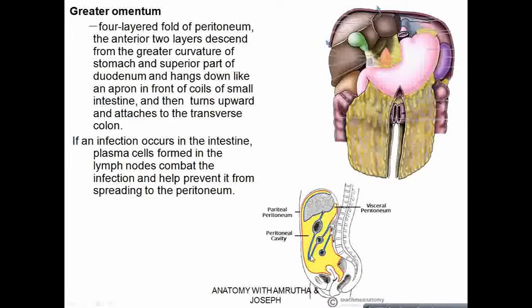Now let's see what happens to the 4th layer. So here the first layer becomes the 4th layer, and the second layer becomes the 3rd layer. We have seen the 3rd layer. Now let's see the 4th layer. The 4th layer passes upwards, covering the inferior aspect of the transverse colon. Then it is reflected back to the posterior abdominal wall and reaches the pancreas. Then it passes downwards and forms the parietal peritoneum, but again is reflected onto the intestines. You can see here it is reflected onto the intestines, covering the intestines.